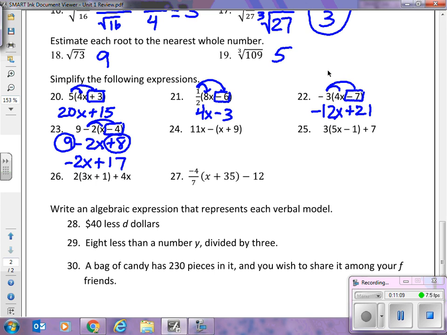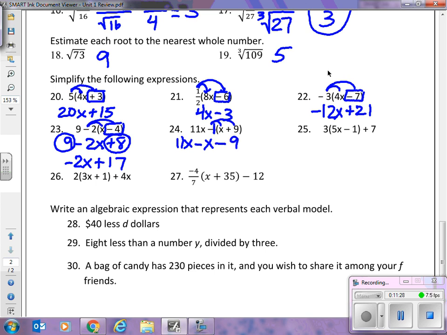All right, same thing's going to happen with number 24. Now remember in this one that if you don't see a number sitting right outside the parentheses, there's an invisible -1 right there that you have to remember to put in so that you can distribute correctly. Leave the 11x alone. We're not messing with that until the end. -1 times x is -1x. -1 times +9 is -9.